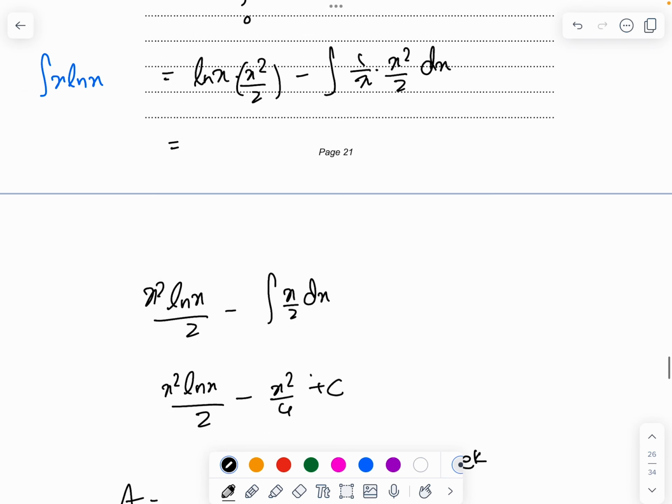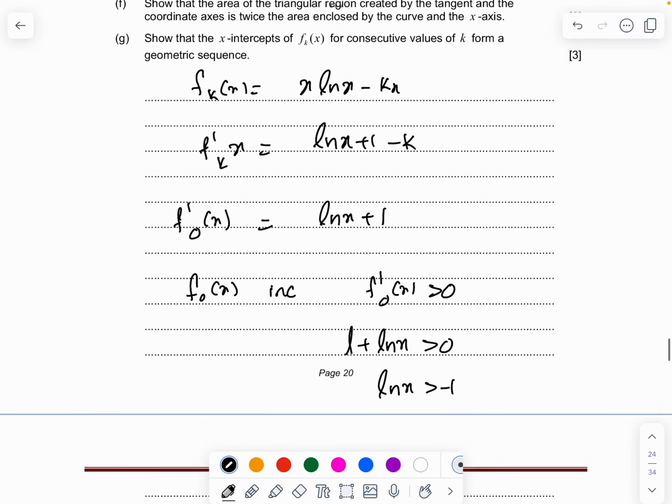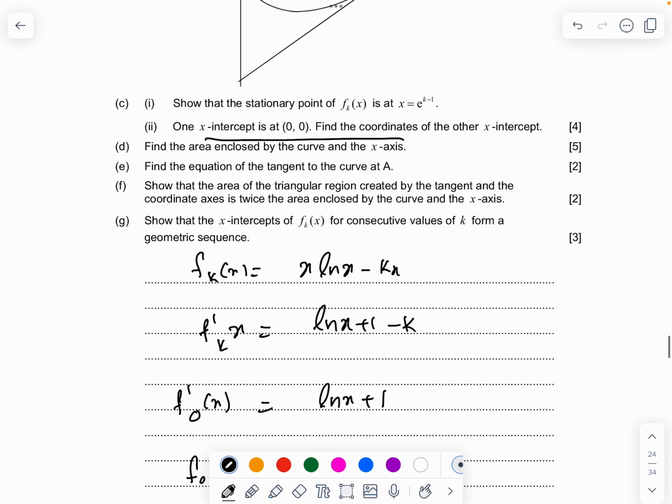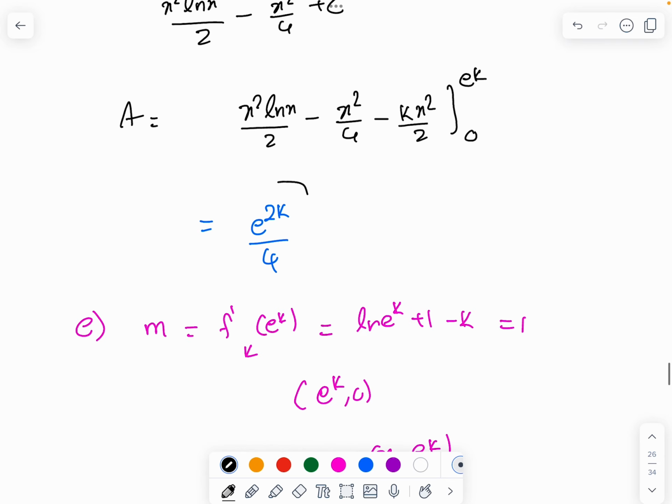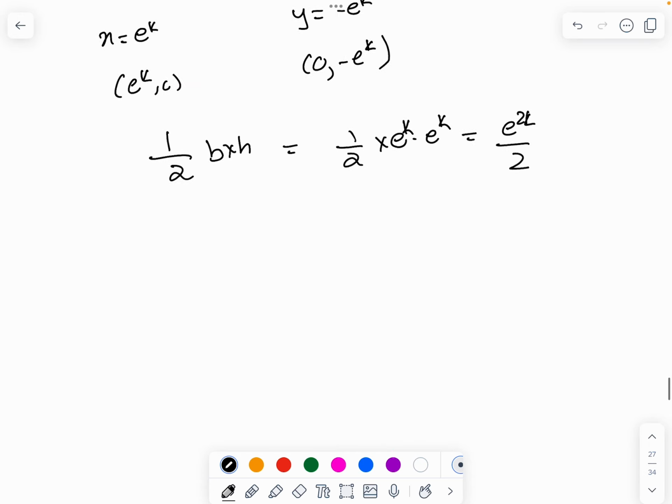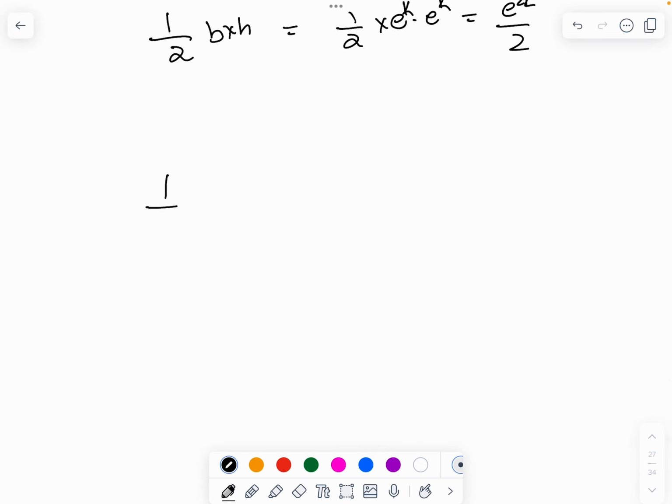But what is he asking us to prove? Show that the area of this triangle is twice the area enclosed by the x-axis. The area enclosed by the x-axis, just now what we got, is e to the power 2k upon 4. So we can see that 1 upon 2 e to the power 2k is 2 times 1 upon 4 e to the power 2k. So the triangle is twice that of that area.